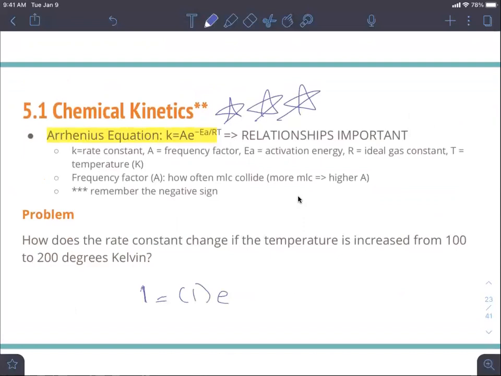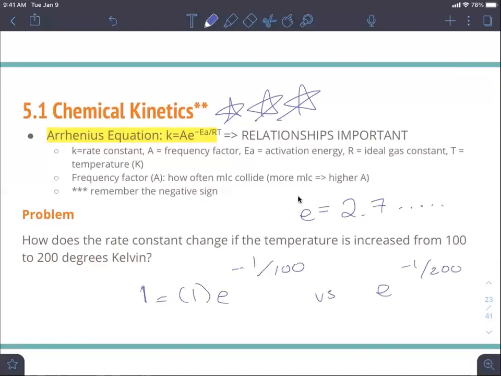And E is actually a number. If you don't know, E is the natural number, and it's like pi. It never ends. It's like 2.7, but all that really matters is the 2.7. So let's set the activation energy equal to 1, and then let's put in the temperature. So we go from 100 versus 200.